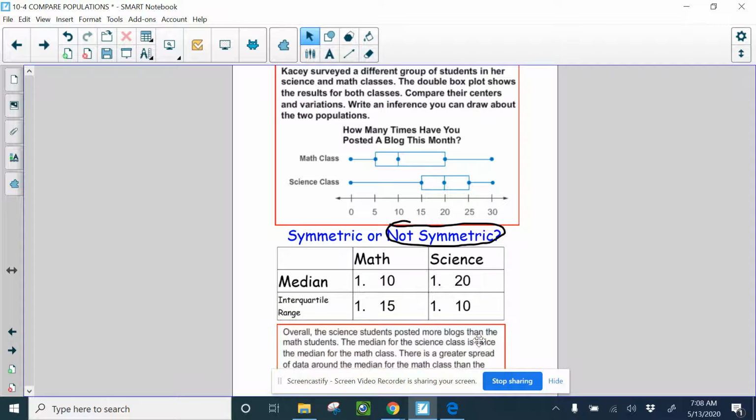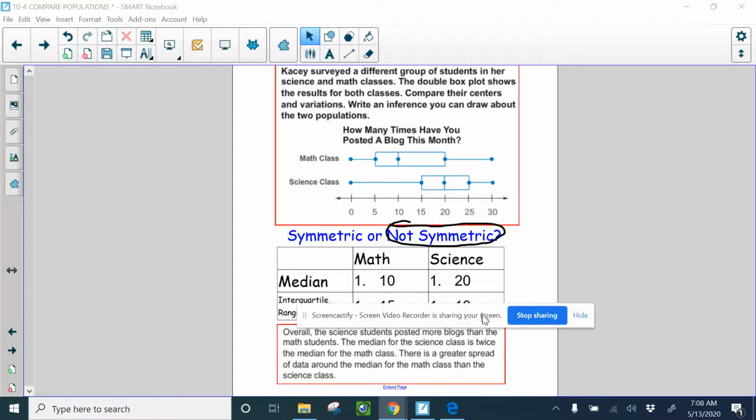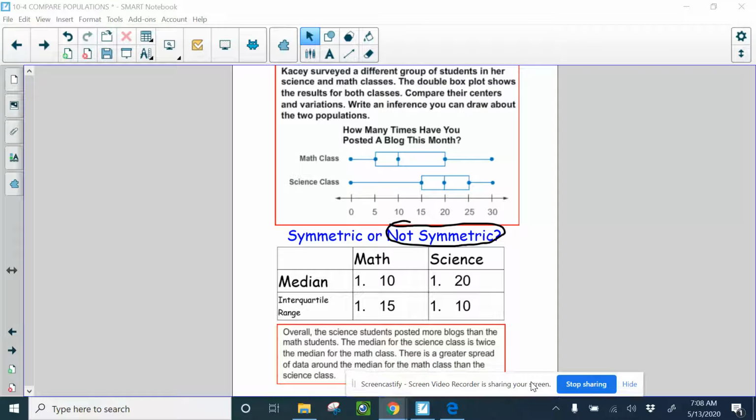What the book wanted you to come up with, and again I would not expect you to write all of this, is that overall science students posted more blogs than the math students. That I think is important to recognize: when you look at this, you can see science looks like it's done more. The median for the science class is twice the median for the math class. We could tell that the median for science is higher, and again there is greater spread of data around the median for the math class. So we can tell math is a little bit more spread out.